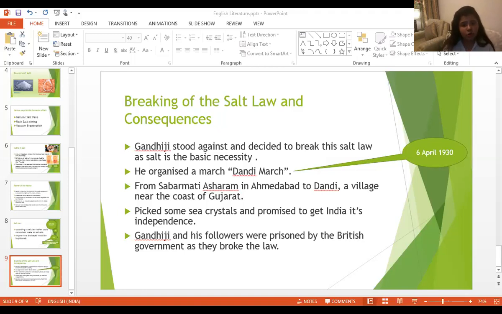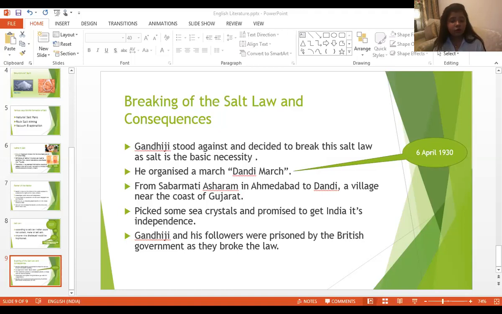According to the salt law, the Indians could not collect, make, or sell salt. So this was a rule that the Britishers made. The salt law was that Indians cannot collect the salt, they cannot make it, and they cannot sell it. Anyone who disobeyed this law, which was made by the Britishers, was imprisoned. Imprisoned means that person was put behind bars.